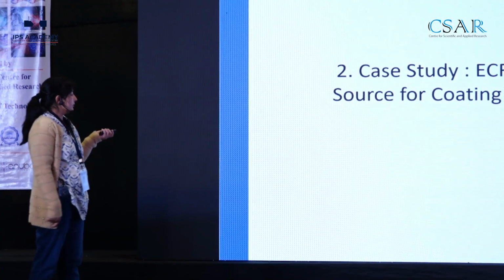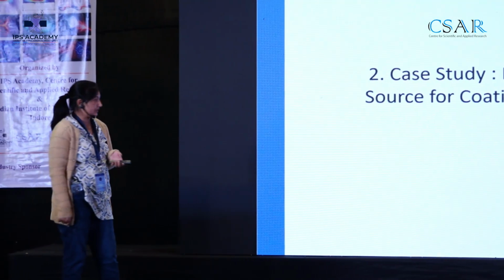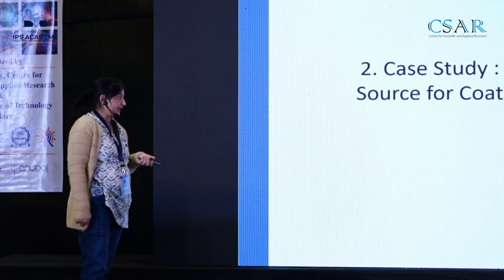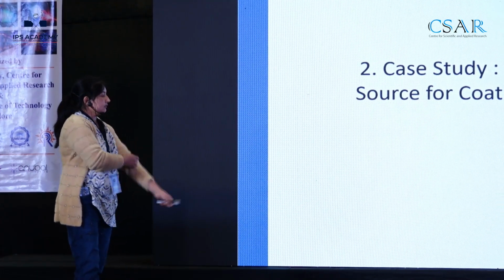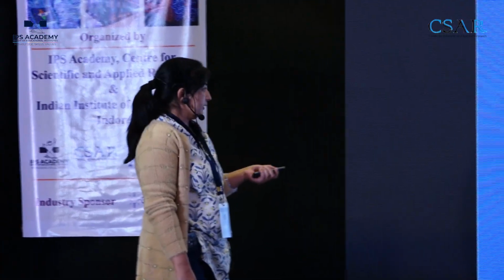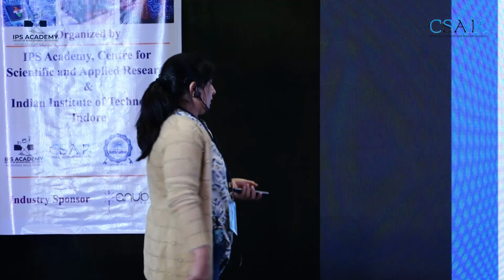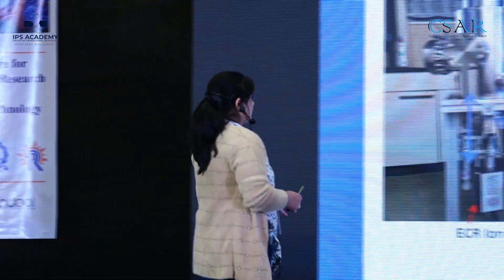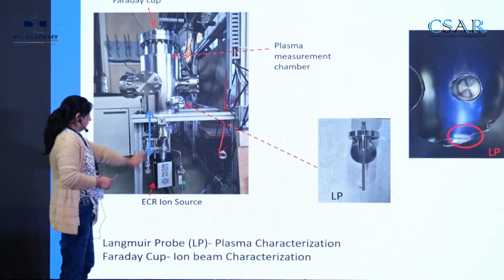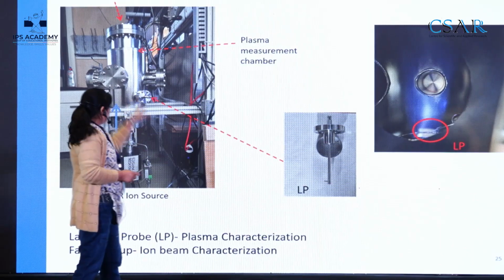Now the second part is the ECR plasma ion source for coating applications. This work I have recently started at TIFR Hyderabad, and the work is in a very nascent stage. So it's continuously going on, and I will show some preliminary results here. This source is actually a very small source attached to a small plasma chamber. This is the ECR ion source. This system is again equipped with a Langmuir probe and a Faraday cup.